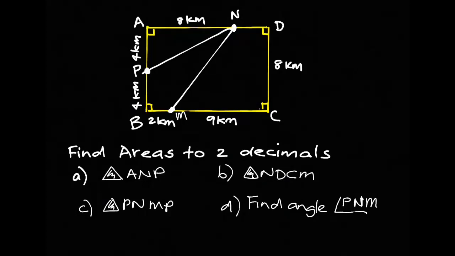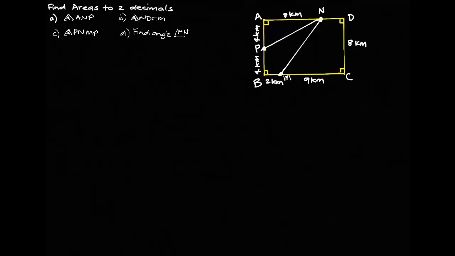Find areas to 2 decimal places: ANP, NDCM, PNMB, and then finally find angle PNM, which is this angle here. Okay, so part A, area ANP.